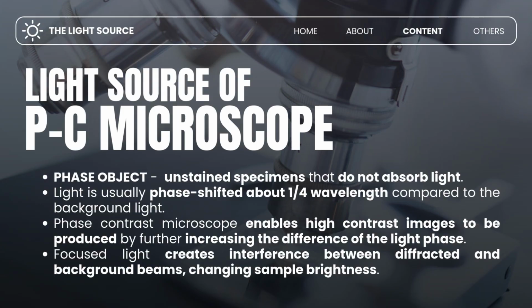The difference of the light phase is increased by slowing down or advancing the background light by a 1/4 wavelength, with the phase plate just before the image plane. When the light is focused on the image plane, the diffracted and background light cause destructive or constructive interference, which decreases or increases the brightness of the areas that contain the sample in comparison to the background light.